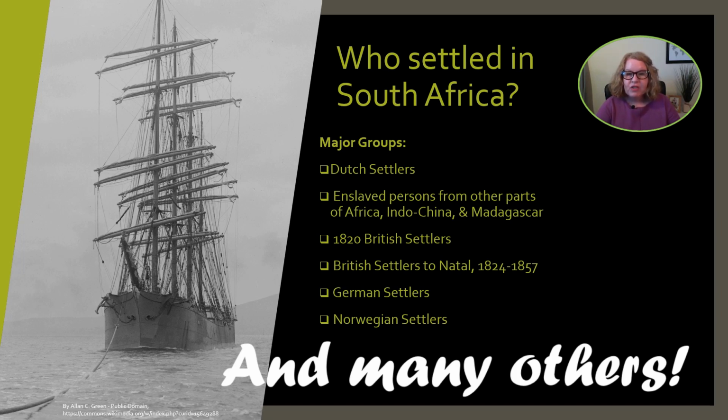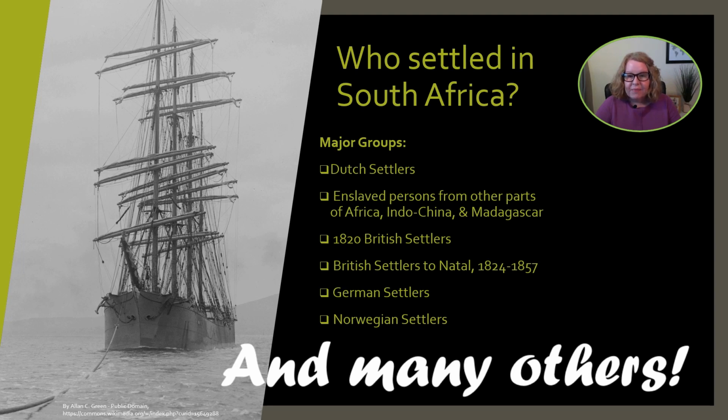During this period, the Dutch also began to bring many enslaved persons from other parts of Africa, like Angola and Senegal and Indochina, to the Cape Colony. And many South Africans today are very proud descendants of the enslaved persons that were brought to the Cape between 1653 and 1822.